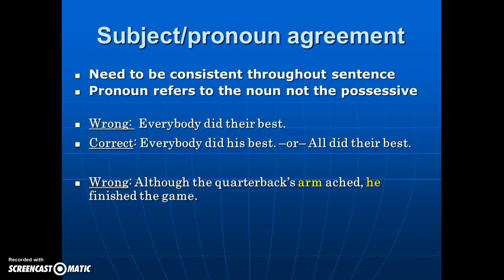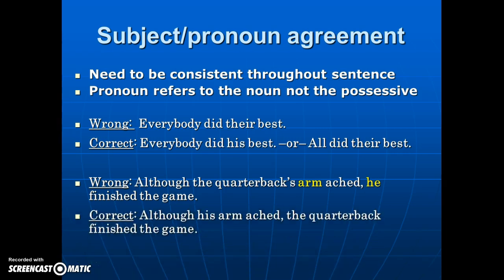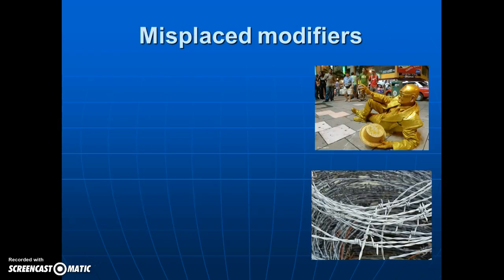Also, it would be wrong to say "the quarterback's arm ached, he finished the game." Here's where a comma phrase at the beginning of the sentence and a passive construction builds in trouble because you're really not using the "he" to refer to the arm, you're referring to the quarterback himself. So you would work it back around. "Although his arm ached, the quarterback finished the game." So that way the "his" and the quarterback are correct.